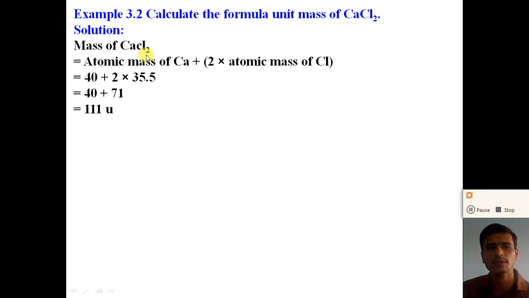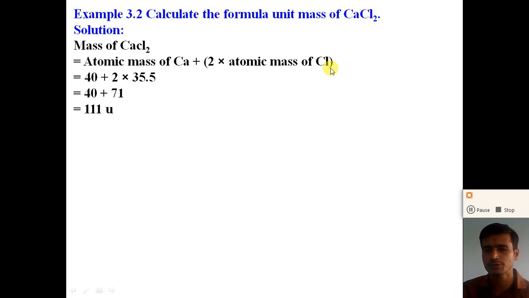So, the mass of the CaCl2. How can we calculate it? Here, one atom of Ca and two atoms of chlorine are present. So the mass of CaCl2 is equal to 1 into the atomic mass of Ca, plus 2 into the atomic mass of chlorine, because one atom of Ca and two atoms of chlorine are present. So we write the formula like this: the atomic mass of Ca plus 2 into the atomic mass of chlorine.